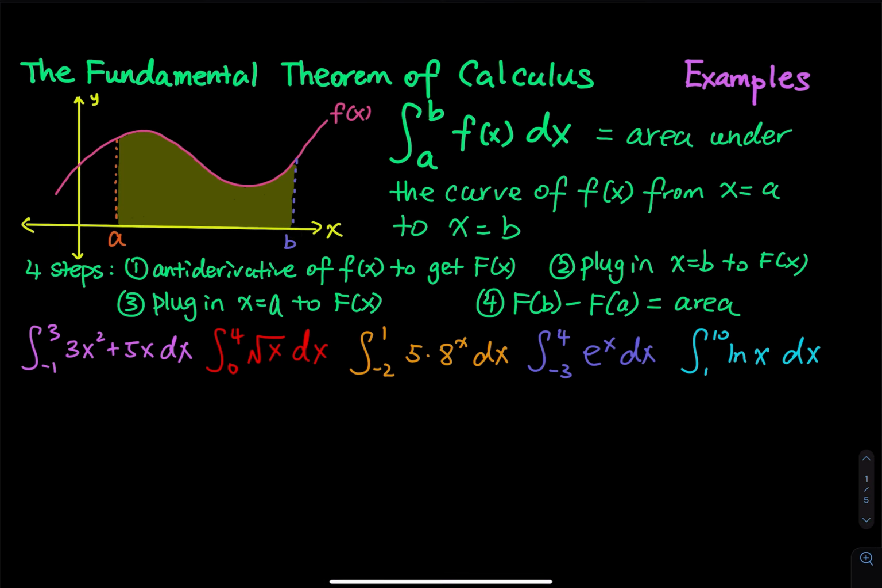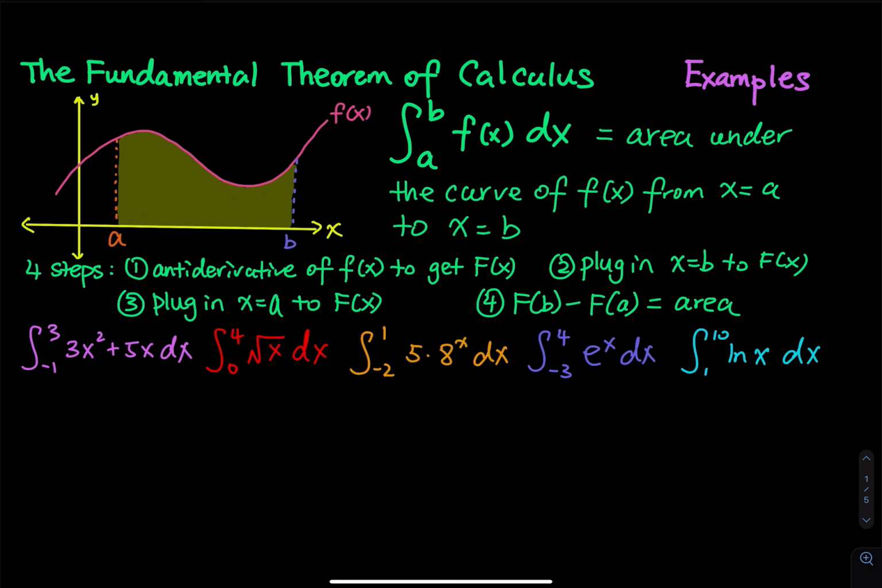To find the area, we studied three methods in the past: the left sum, the right sum, and the midpoint sum. But those three methods give you an estimation, because whenever you are using rectangles to estimate the area, usually they are underestimations or overestimations. But this method gives you the exact area under the curve. So here is how the FTC works.